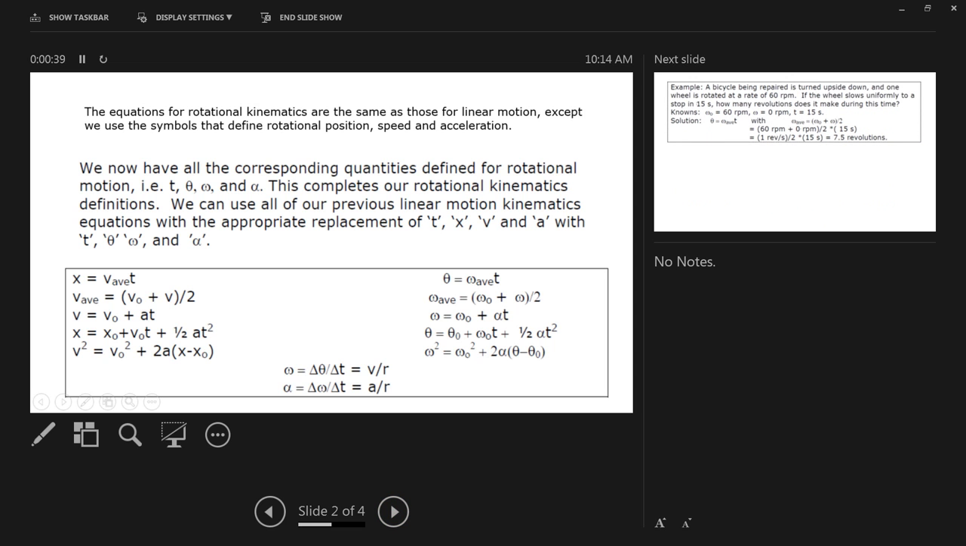The equations of rotational kinematics are really the same as those equations for linear motion that you already know. The equations listed here on the left-hand side are equations we've used many times. So we just need to have a mechanism for converting them to rotational type equations.